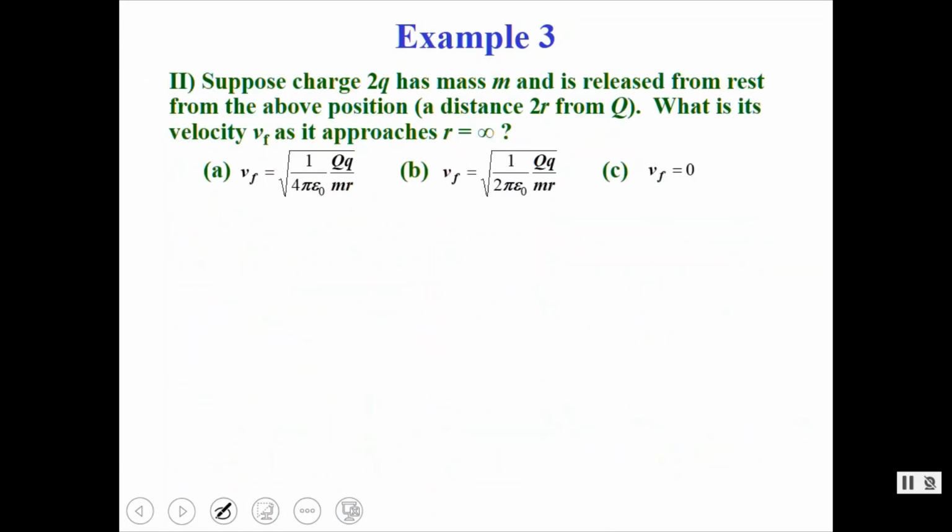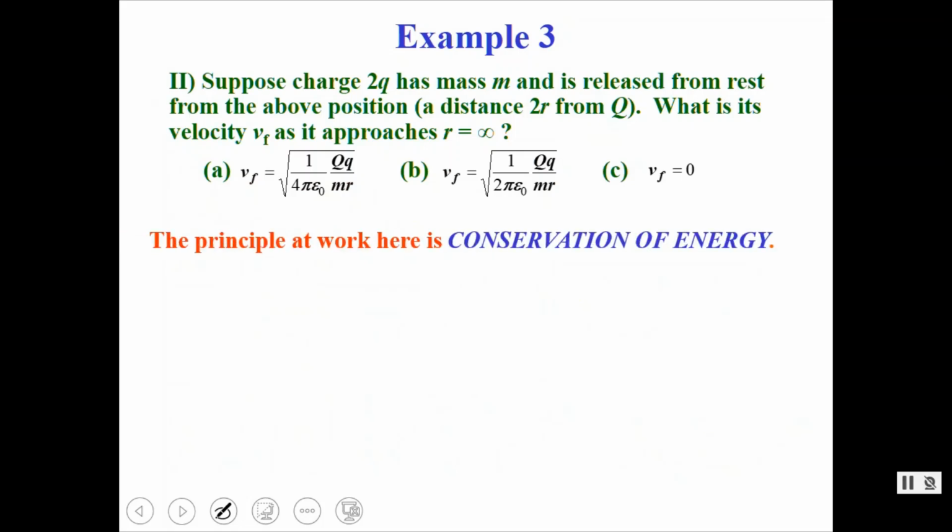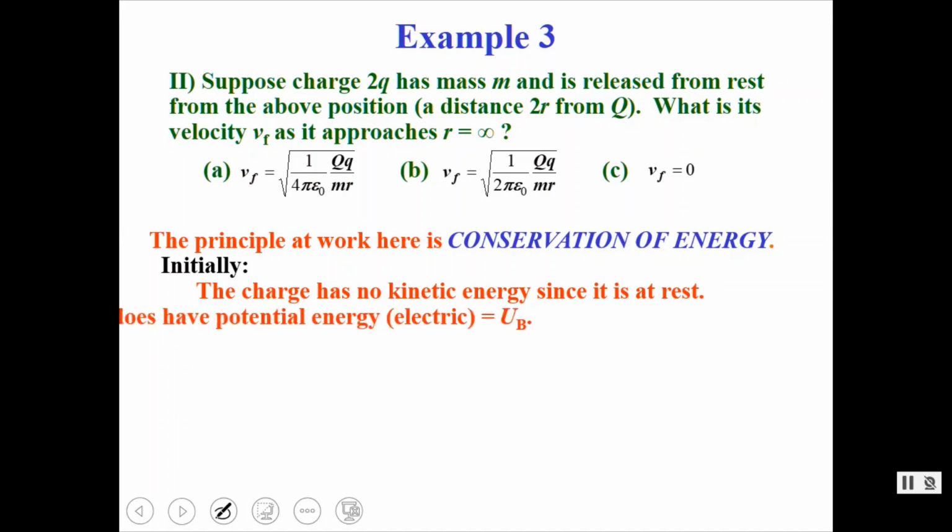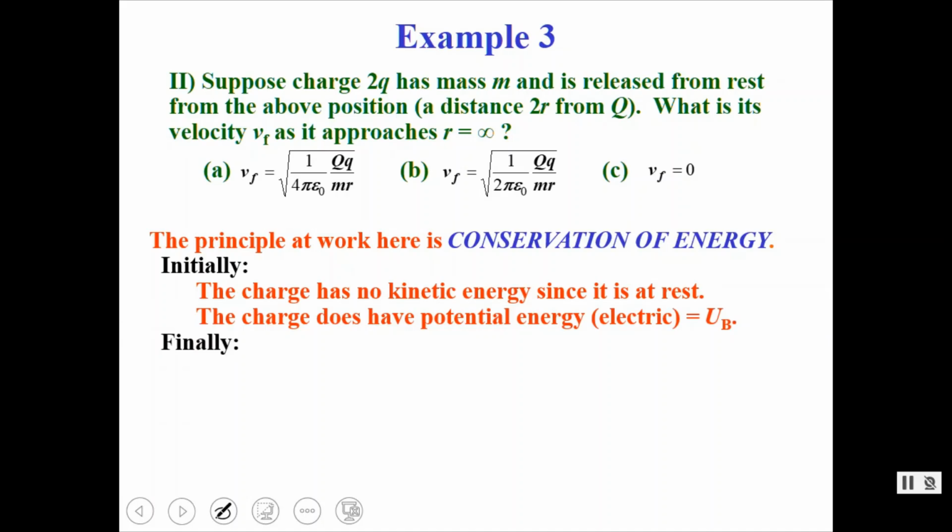All right, what about the second part? In this case, if we're talking about speeds, we're talking about conservation of energy here. So you're going to want to set up a conservation of energy statement. We can assume that at the instant, since it started at rest, there's no kinetic energy. So you're just going to have potential energy. And that was the potential energy that we found in the previous part.